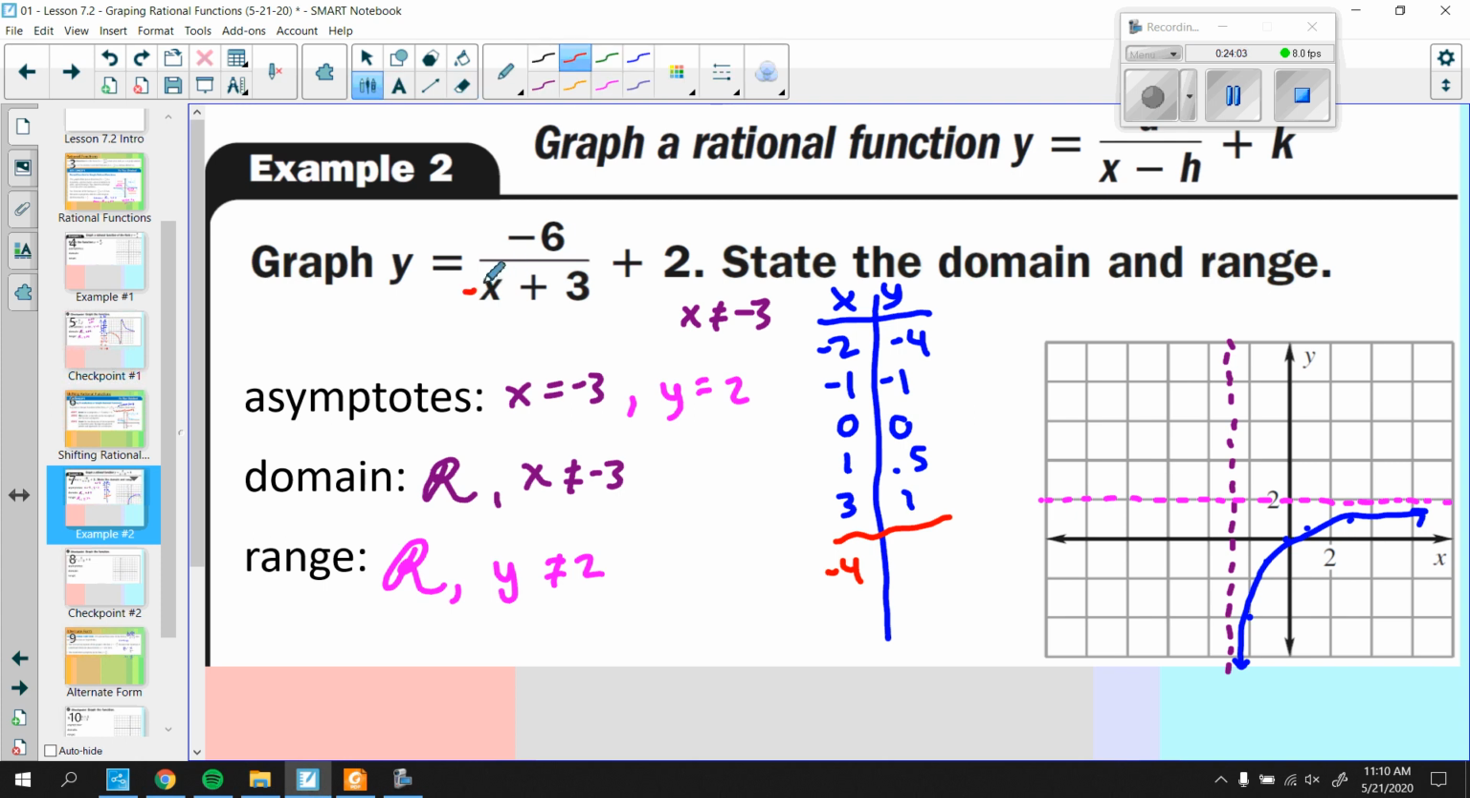So -4. If I plug in -4, I get a -1 downstairs. -6 over -1 is 6. 6 + 2 is 8. So -4, 8, all the way up here.